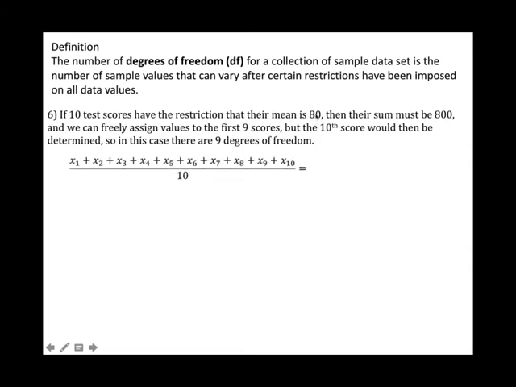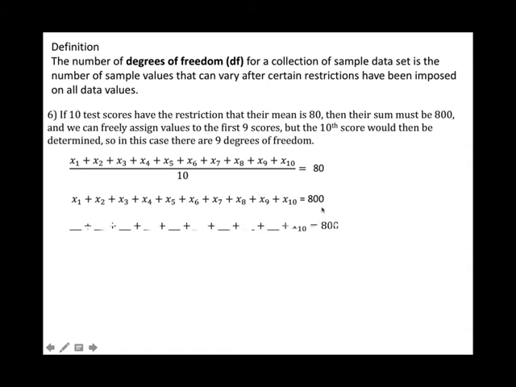So think about it. I have 10 test scores, so this is my 10 data, and I want to find the sample mean. I add it all up and divide by 10, and it has to be equal to 80. This is my restriction. Now I multiply by 10 on both sides. Multiplying by 10 here cancels out, and multiplying by 10 here, I get 800. So the sum of the 10 data values has to be equal to 800.